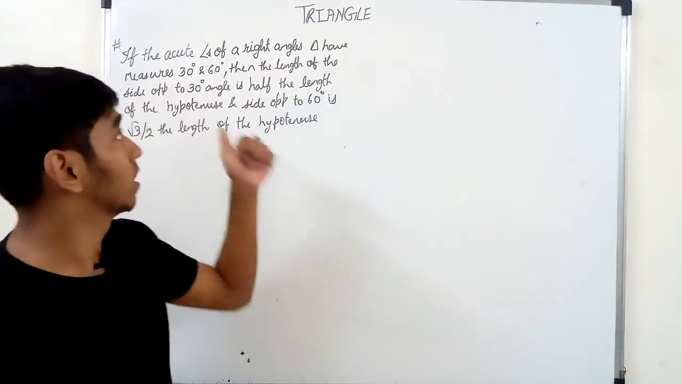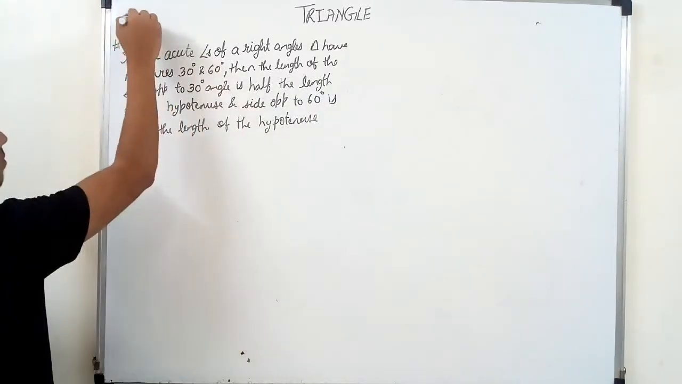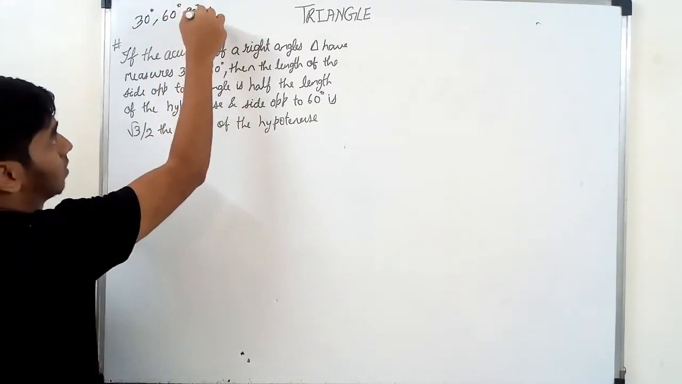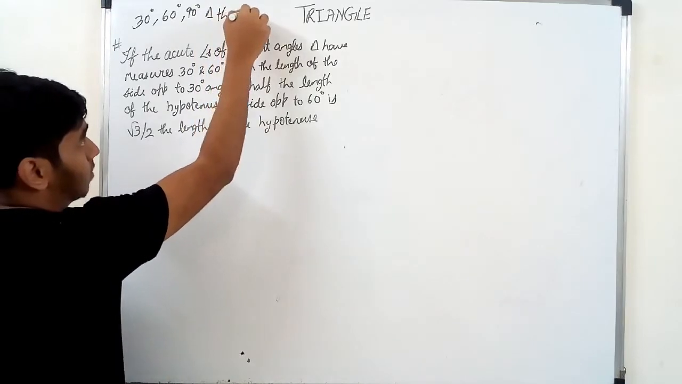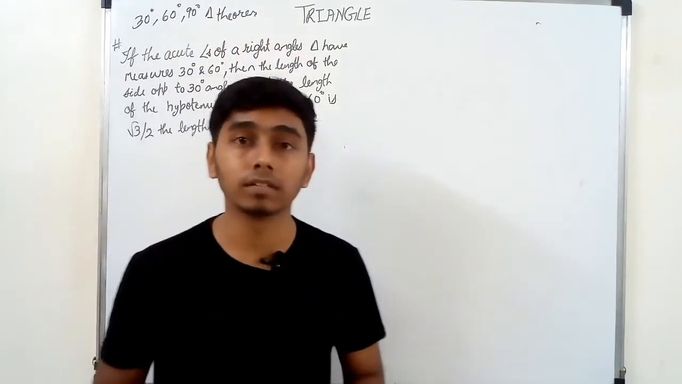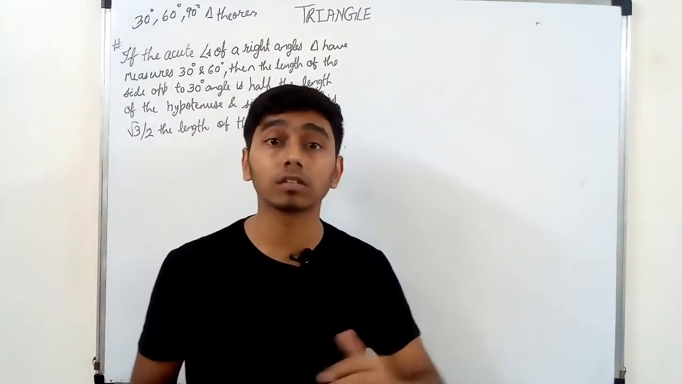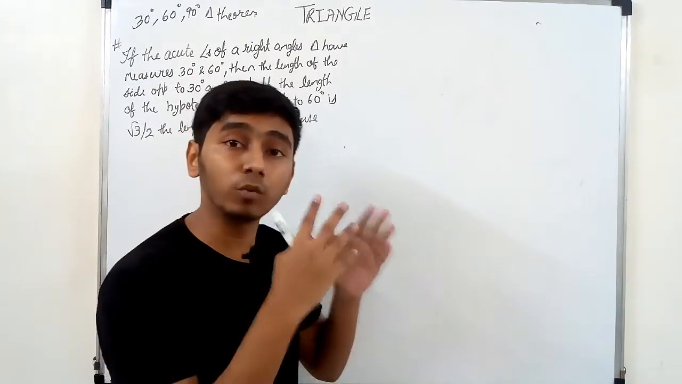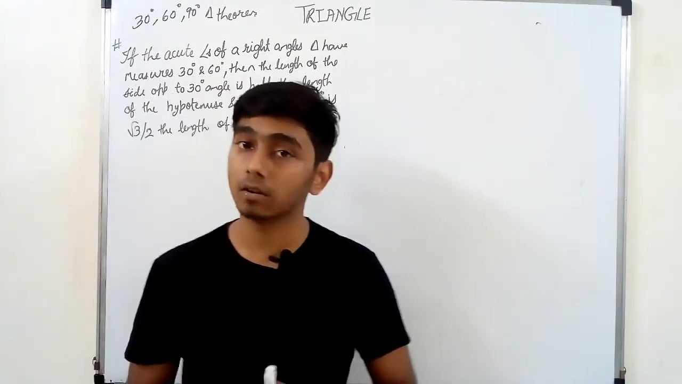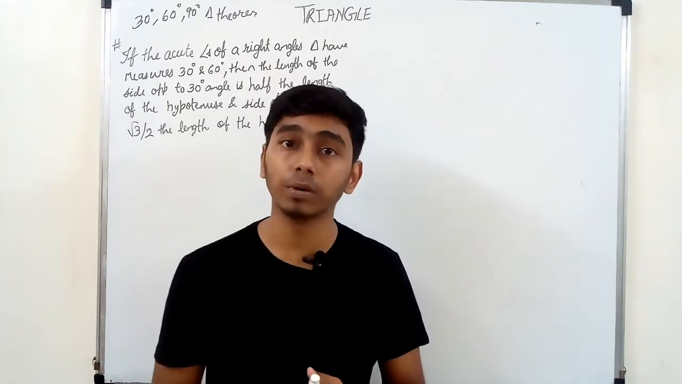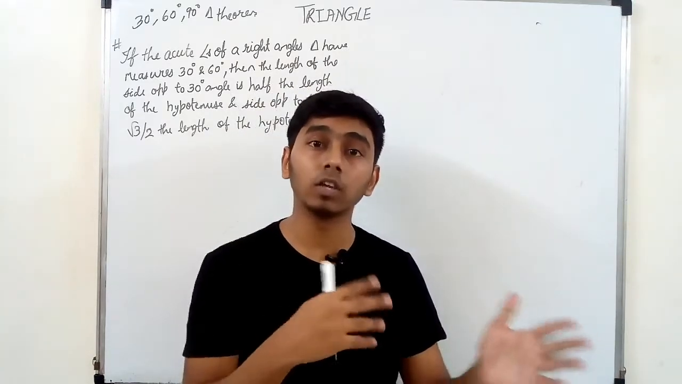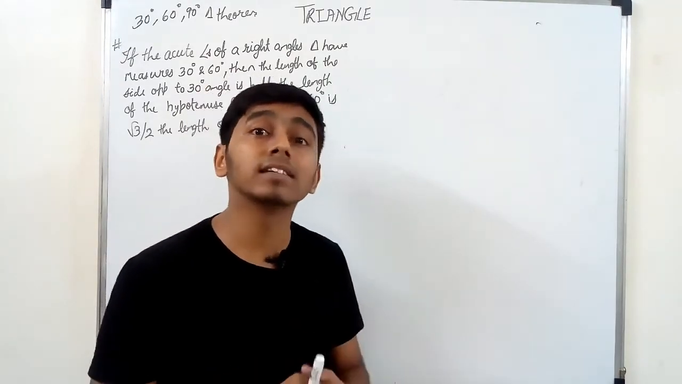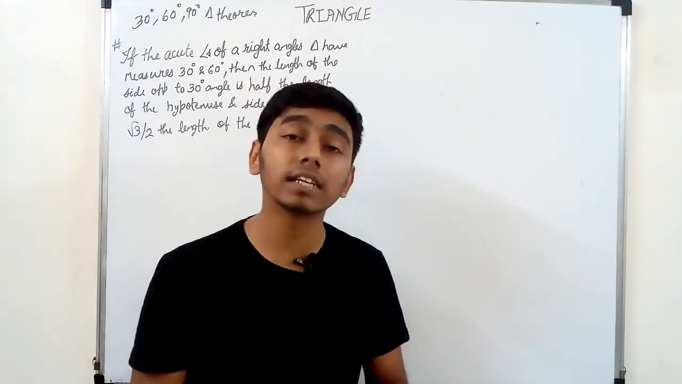Before starting with the 30, 60, 90 degree triangle theorem, I want to tell you what the corollary of the isosceles triangle theorem is. In an isosceles triangle, we discussed that if two sides are congruent, then the opposite angles are also congruent, and if the angles are congruent, then the opposite sides are congruent. But if two sides are congruent, then the two opposite angles are congruent. What if three sides are congruent?